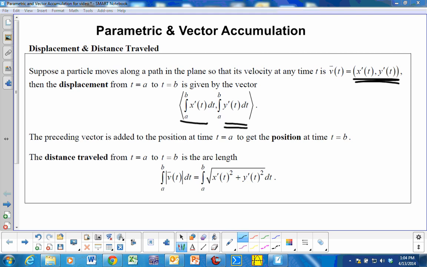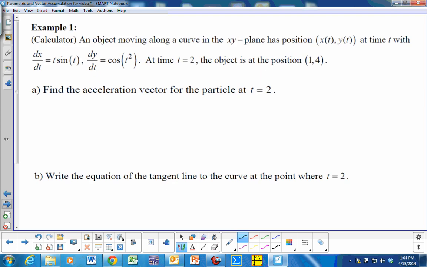If you want the distance traveled, the actual distance traveled, then we want the arc length. So we're going to find the integral from A to B, and then it's basically, remember, your Pythagorean theorem: square root of x prime squared plus y prime squared, and integrate that. So there's your displacement and distance. So we're going to do some problems with that.